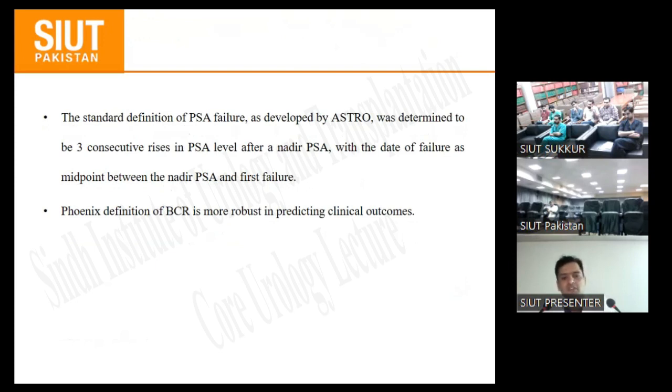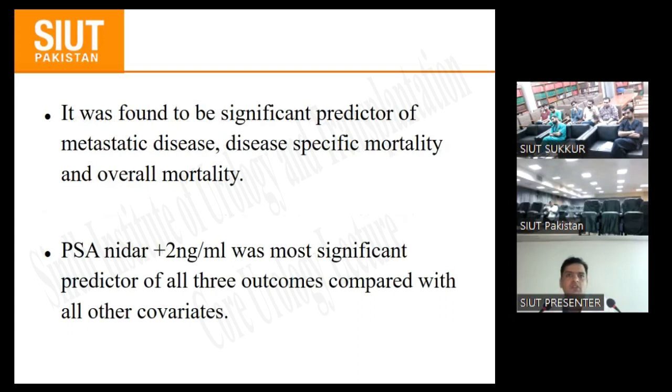So an examination of PSA nadir is more robust in predicting clinical outcomes. It was found to be a significant predictor of metastatic disease, disease-specific mortality, and overall mortality. PSA nadir plus 2 nanogram was the most significant predictor of all three outcomes compared with all other covariates.